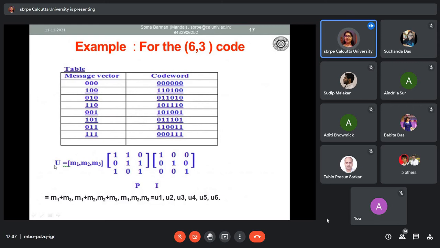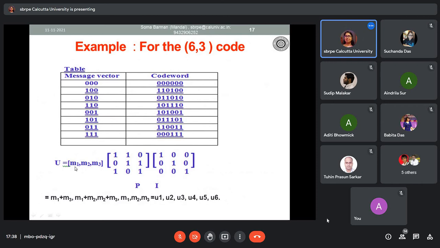The code is generated from the 3 message bits M1, M2 and M3 with the generator matrix. I am showing it like this because this is P and this is I. Actually this should be just a line.